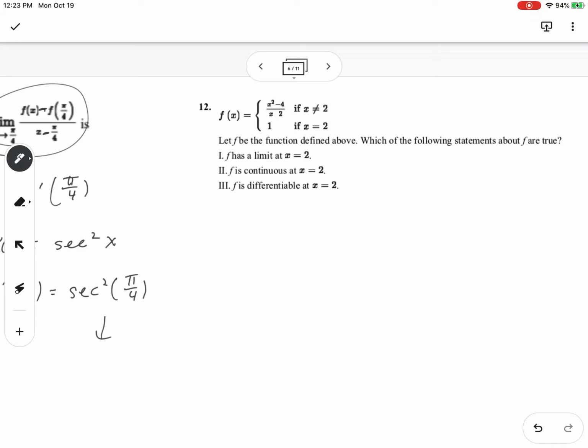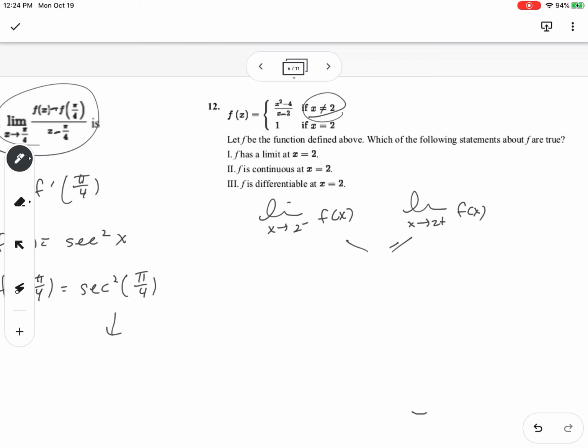All right, number 12. So let f be the function defined above. Which of the following statements about f are true? Okay, so f has a limit as x equals 2. So I think that should be a minus sign, but let me just, yeah, there should be a minus sign. Okay, so left and right. For this have to come from here, right? So when I put those in, I get 0 over 0.